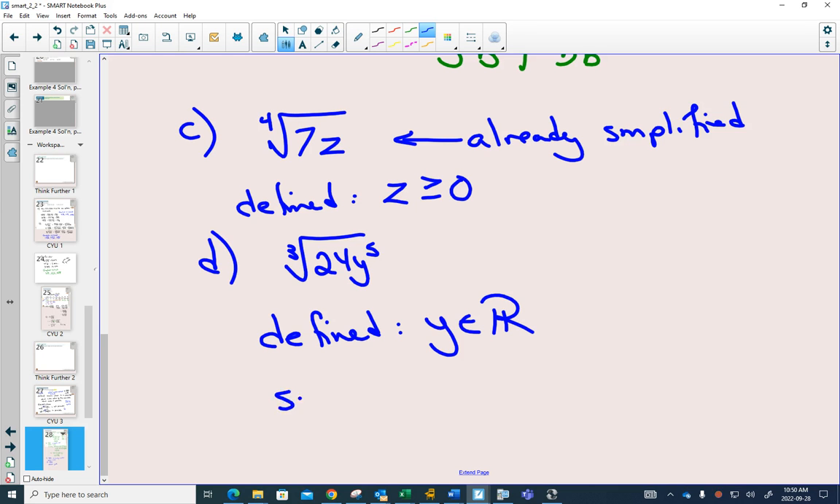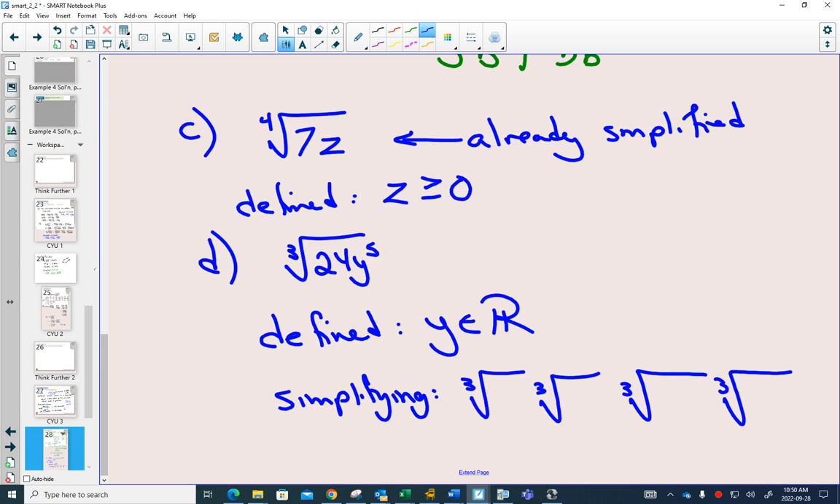As far as simplifying this, is there a perfect cube that divides 24? Yes. Do we have at least 3 y's? Yes. So first of all, look at your powers chart. What cube divides 24? 8. So this will be cube root of 8 times cube root of 3. That gets me my 24. Do I have more than 3 y's? Yes. I have 3 y's, and then I would have 2 left over.